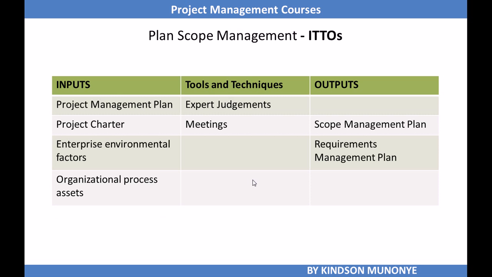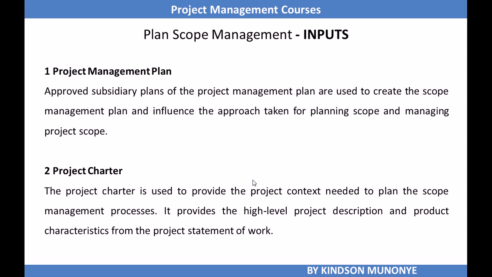So let's now look at the key ITTOs of plan scope management, and we have the project management plan as input, we have the project charter as input, then we have enterprise environmental factors as input, as well as organizational process assets. The 2 tools and techniques used to plan scope management are expert judgment and meetings. And of course we have 2 outputs of plan scope management: the scope management plan, that is one important output, and we have the requirements management plan.